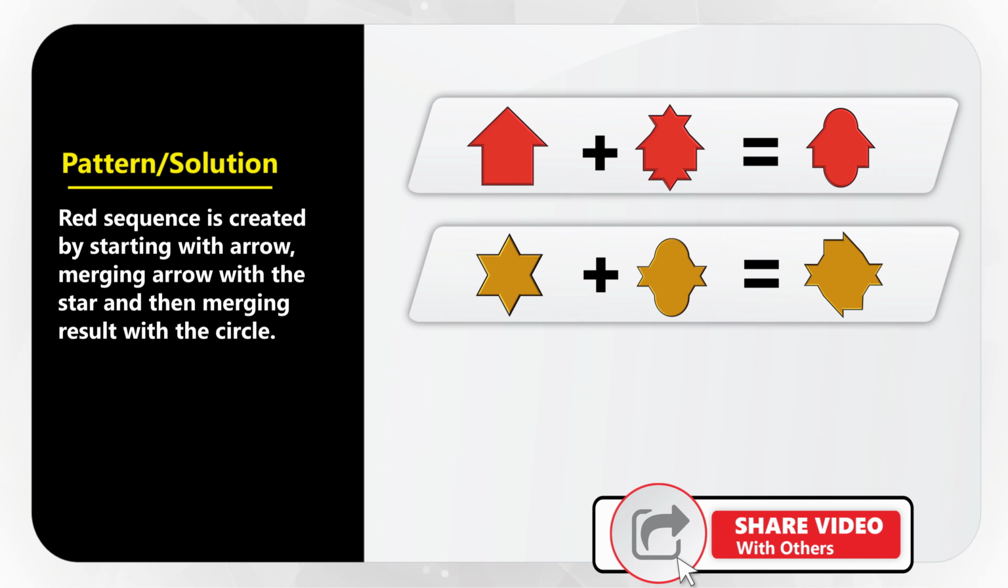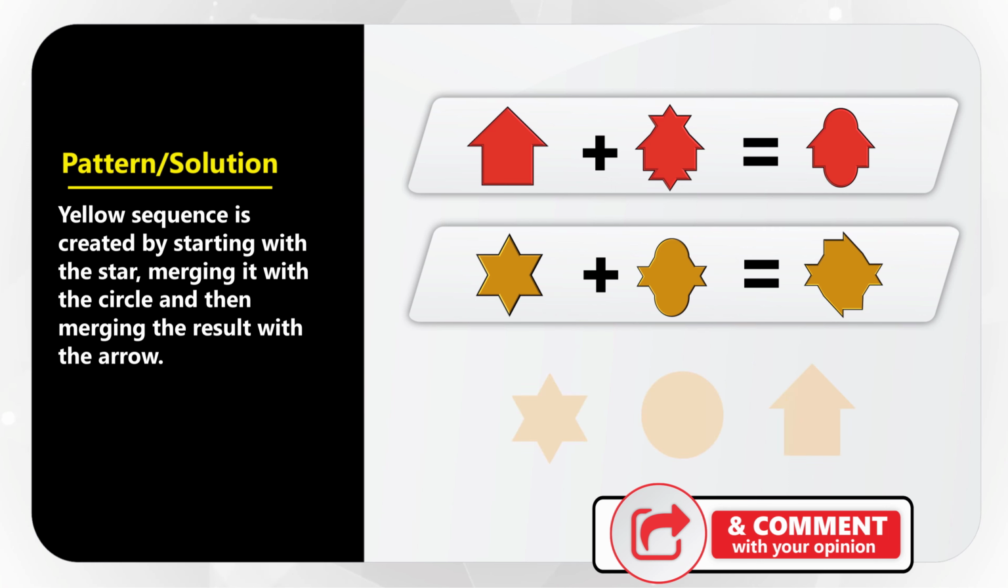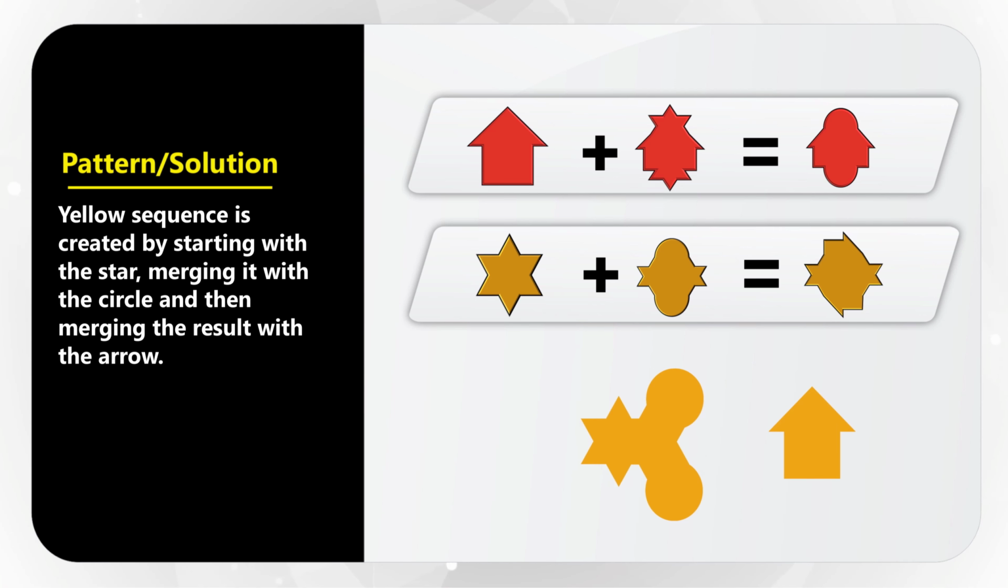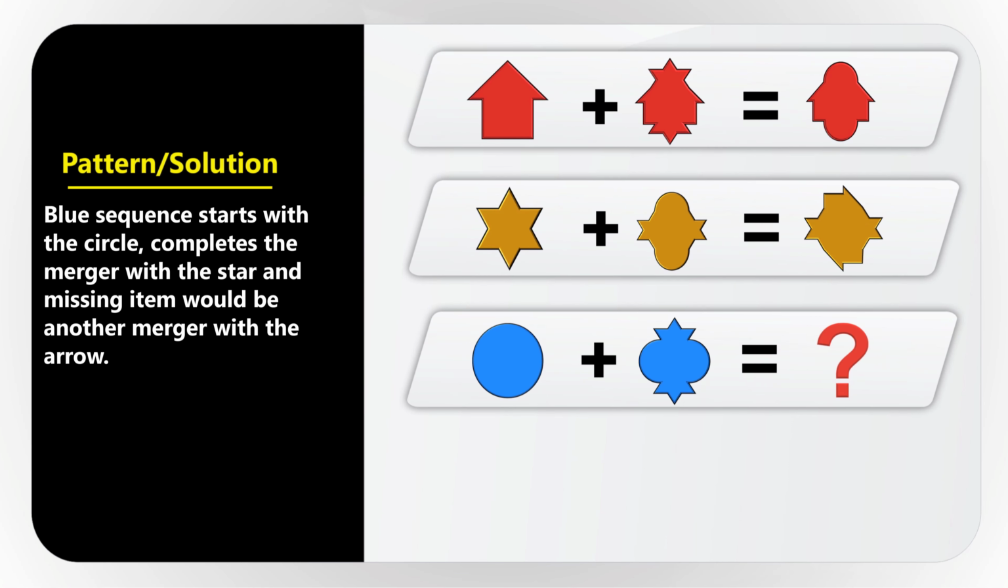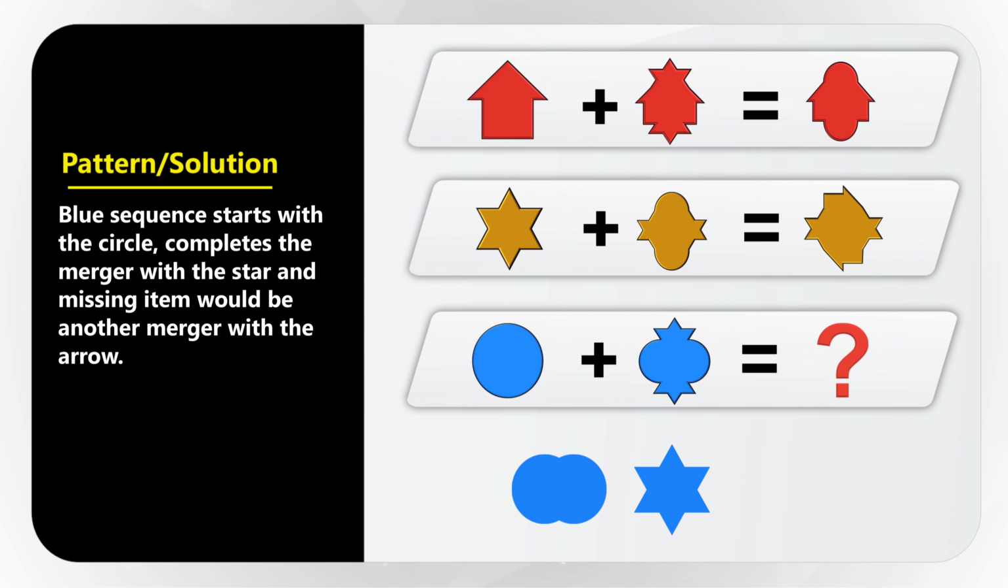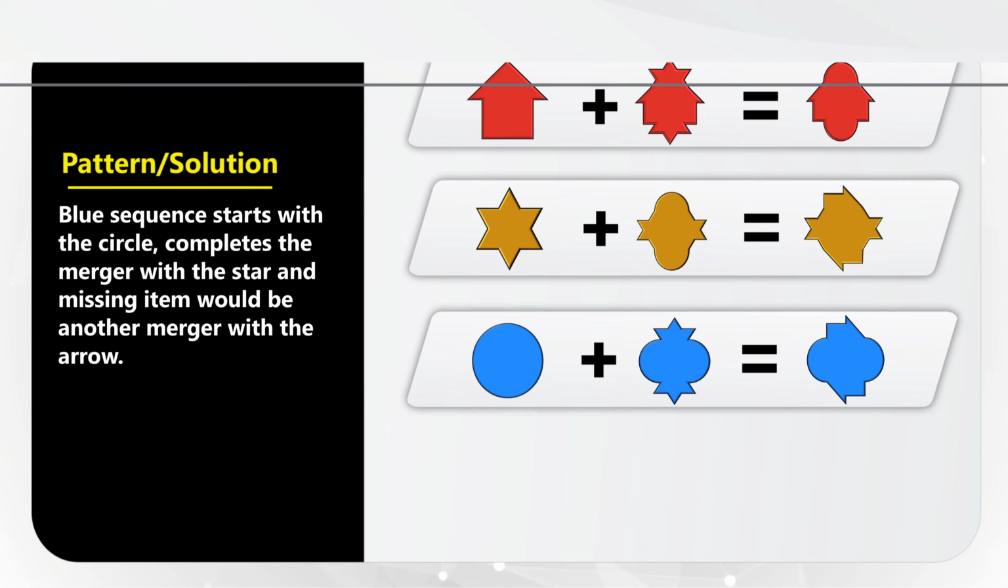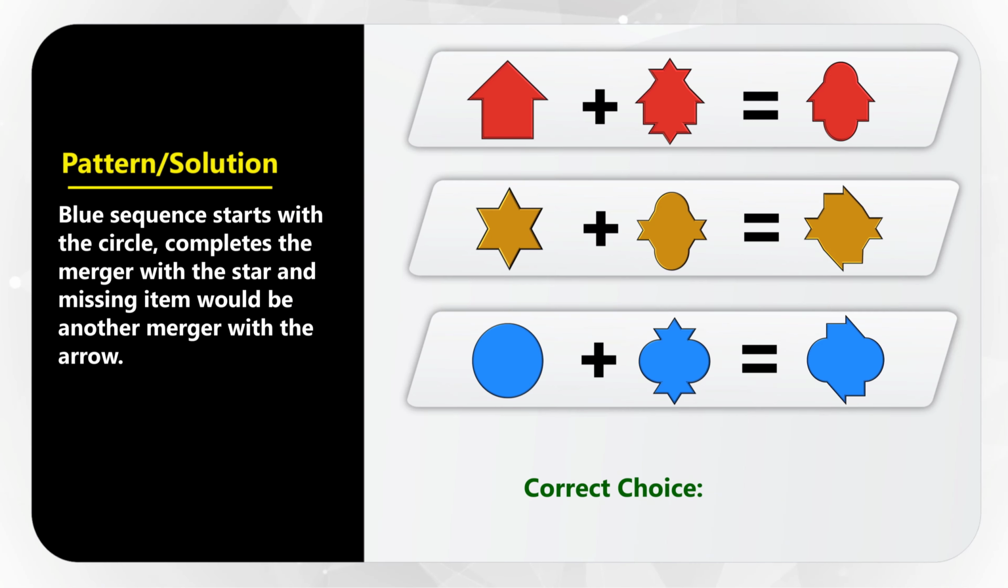The yellow expression is created by starting with the star, merging it with the circle, and then merging the result with the arrow. And last but not least, the blue sequence starts with the circle, completes the merger with the star, and then the missing item can be created by doing another merger with the arrow. As you might have noticed, the objects here are presented as expressions instead of being a sequence. There's no other reason to do it than just to confuse you.